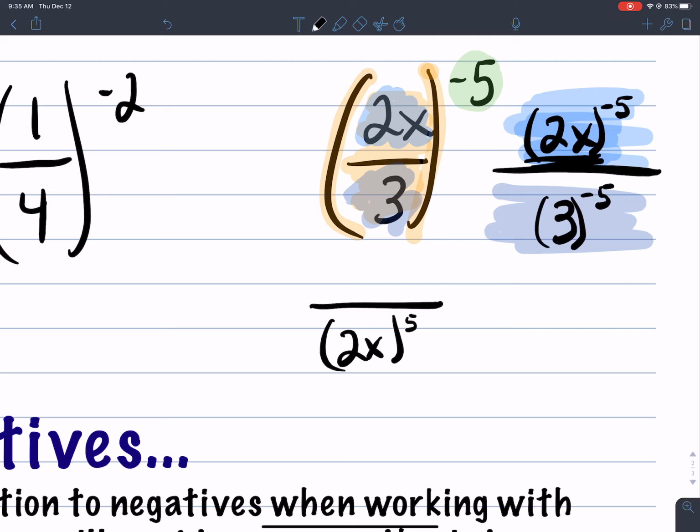And then this 3 to the negative 5th was on the bottom. So that's also going to move to the top then. And after we move, we get positive exponents. So here, 3 to the 5th, we can just leave as 3 to the 5th for right now. But on the bottom, we see that we have a product.